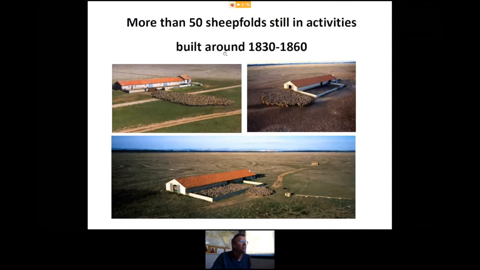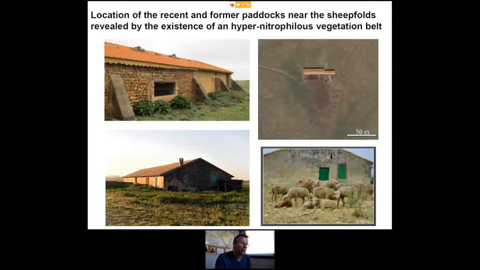They have been built during the 19th century. And you can see, okay, the construction is different from the Roman time, but it always has this type of paddock or enclosure near the sheepfold. So the organization even now looks like the organization from the Roman period. It's really close. And of course, some of these sheepfolds are still in activity. Some of the other sheepfolds have been abandoned.